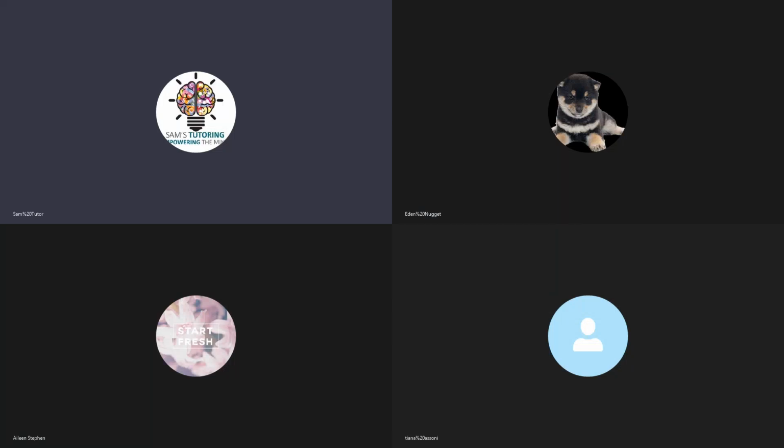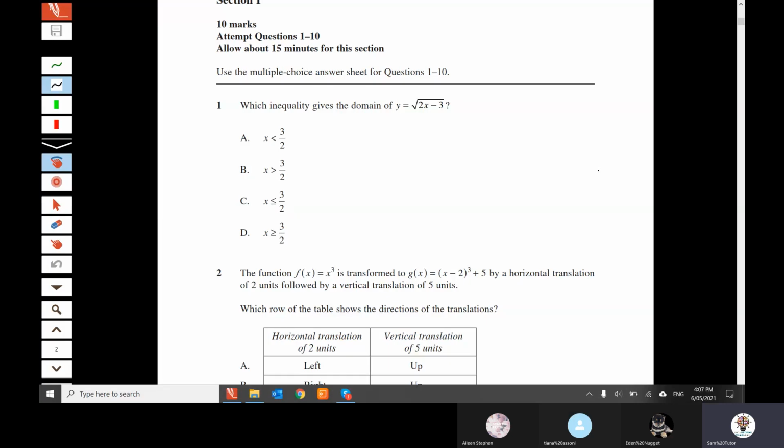2020 HSC, so this was just last year's HSC. Which inequality gives the domain of y equals square root 2x minus 3? Well, the aim is, for domain, we want to find out which x values won't work or would only work, either one. In this case, we're going to look at which x values would only work. 2x minus 3 must be greater than or equal to 0. So therefore, just from a simple observation, you can tell that x is greater than or equal to 3 over 2. Is that fine?